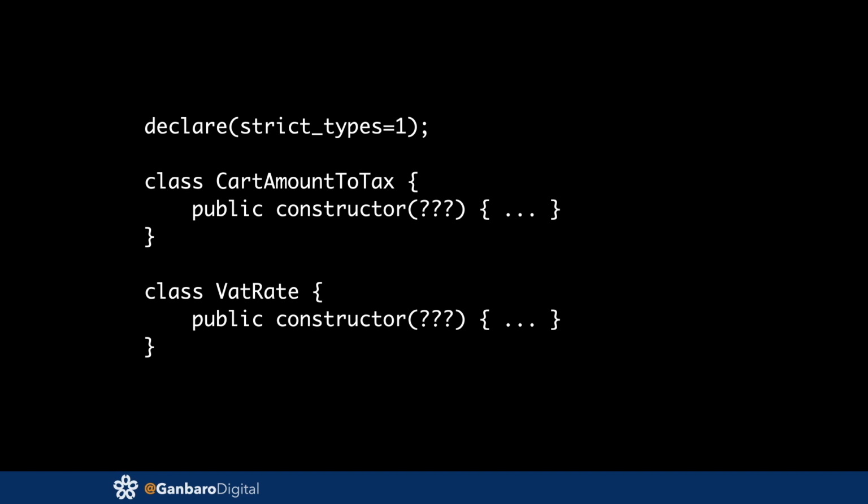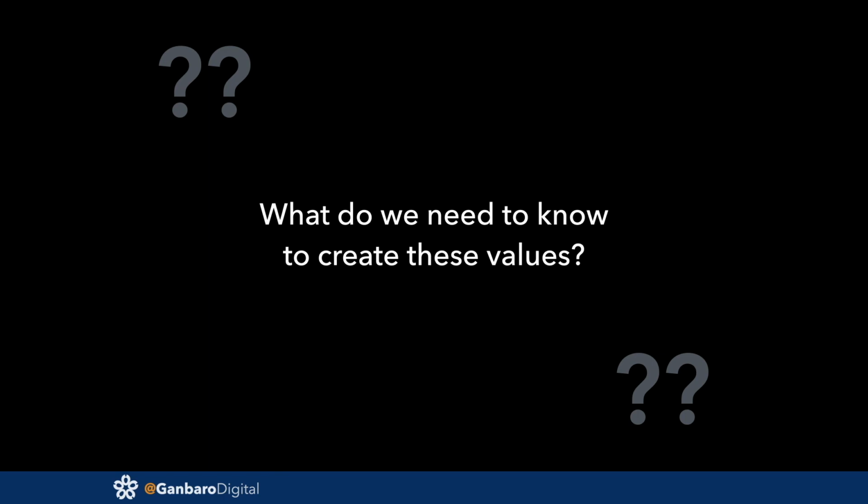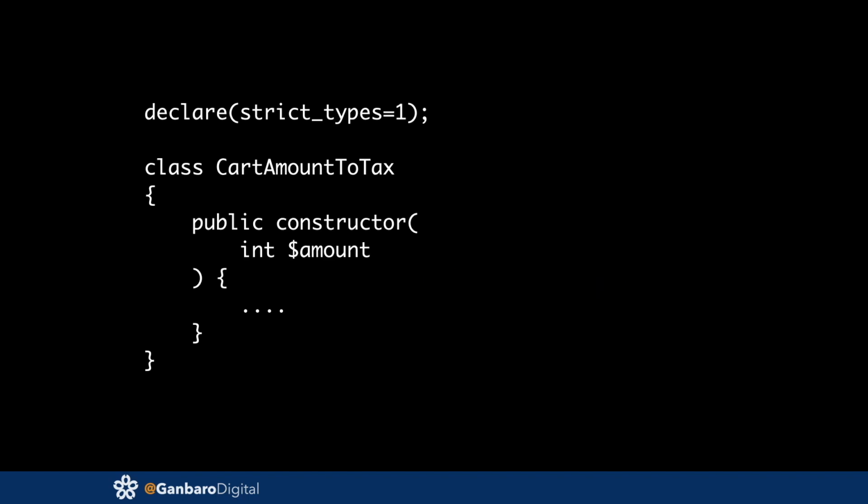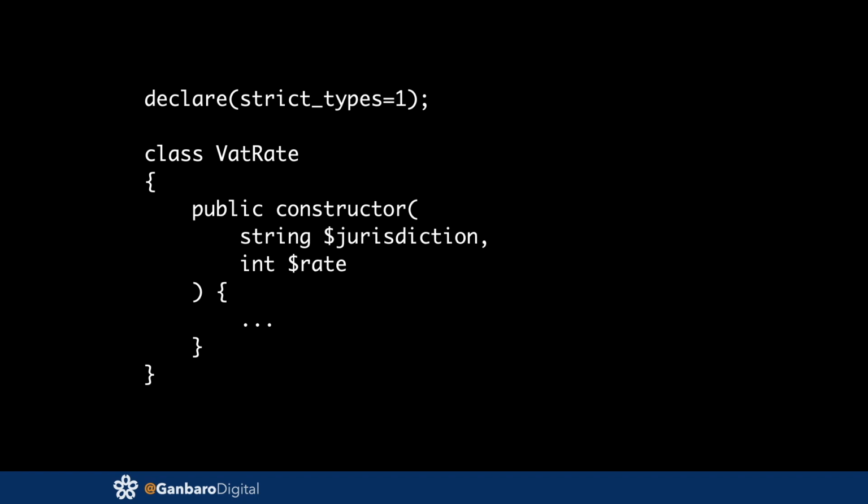And that guides us forward for our next question, is what do we need to know to create these values? What input parameters do we need? Now, a good place to start is with the types we're replacing. Originally, we were going to use integers for our two values. So we can start with those. Our amount to tax, we can say, well, it takes in an amount that's an integer. Fair enough. That's quite easy and quite straightforward. For our tax rate, we can do the same thing. We can say our tax rate's an integer. Again, very simple, very straightforward.